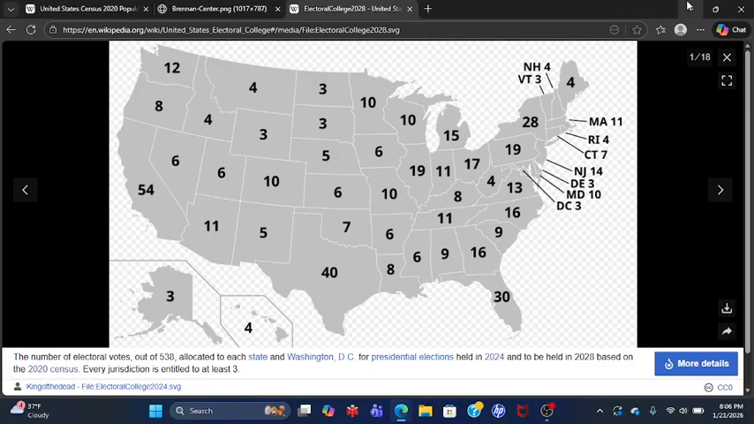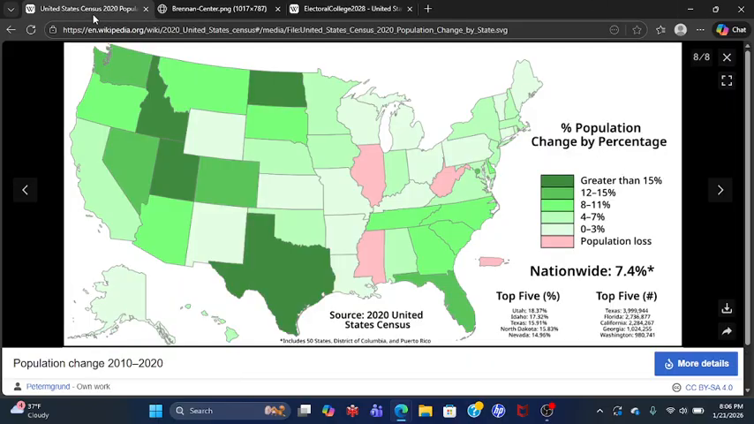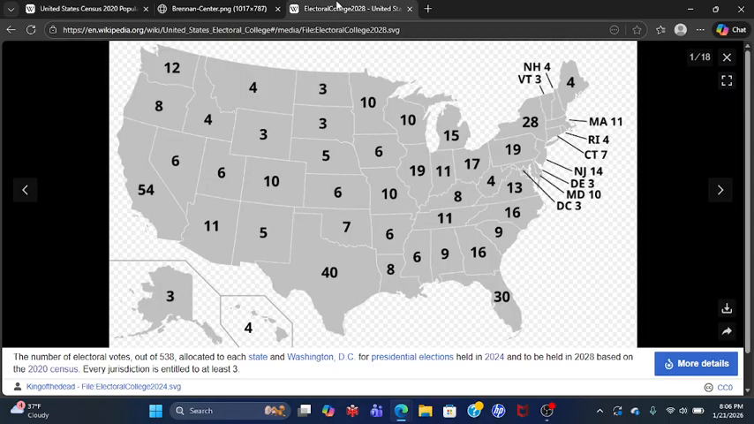Today we're going to be doing an interesting topic, and it's going to be about how the changes in the demographics are going to affect future elections. Now, obviously the Electoral College is the system which we use, and this is what it currently looks like right now. You need 270 electoral votes to win the presidency.